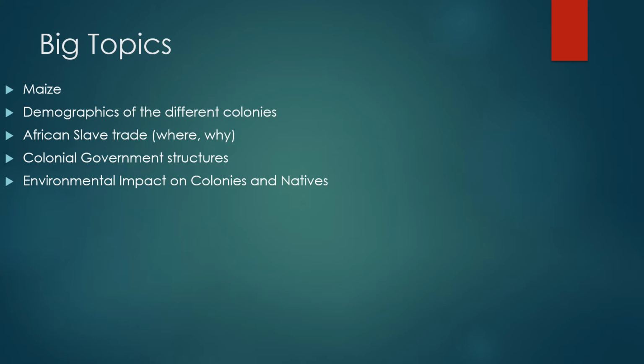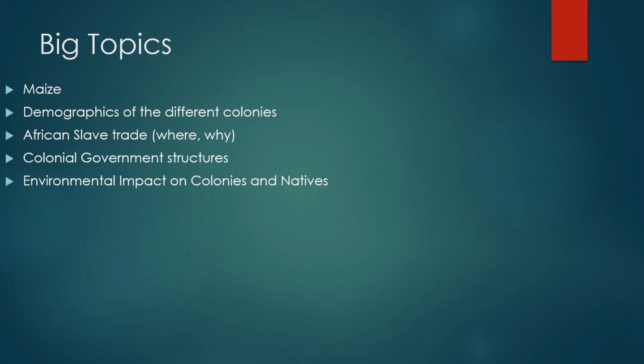Next, you're going to want to know government structures. You're going to want to know the documents that created the first government structures, such as the Mayflower Compact. What was the Mayflower Compact and which colonies did it cover? It didn't cover all the colonies, it just covered a certain one. You also want to know about the House of Burgesses. What was the House of Burgesses? What did it do? What colony was it the government for?